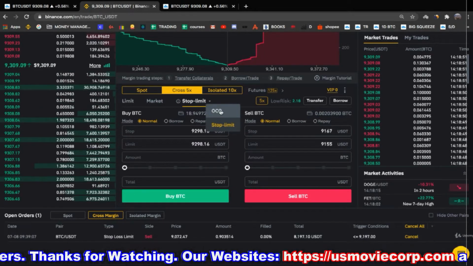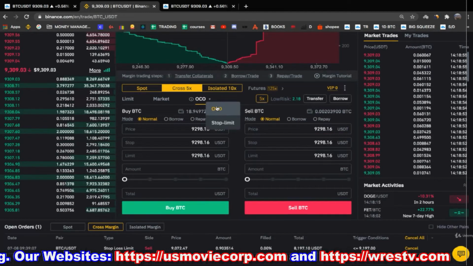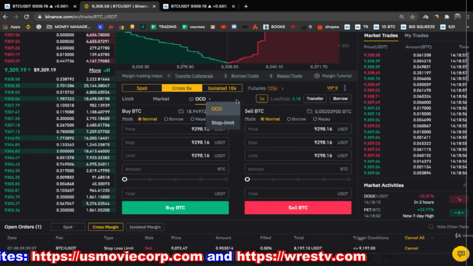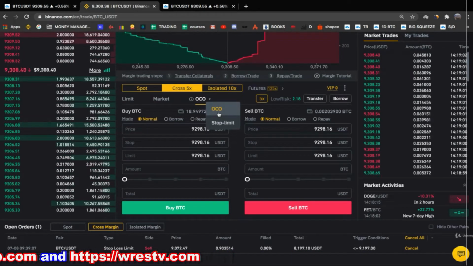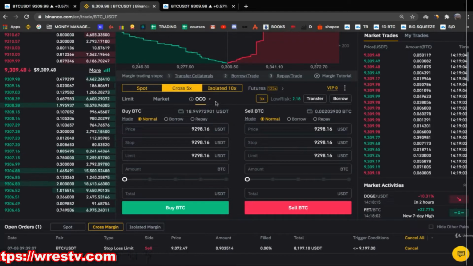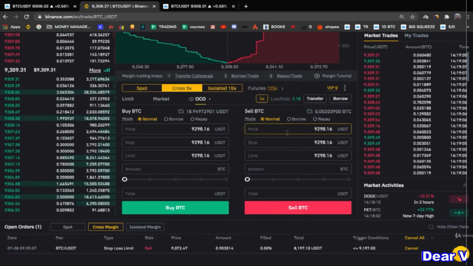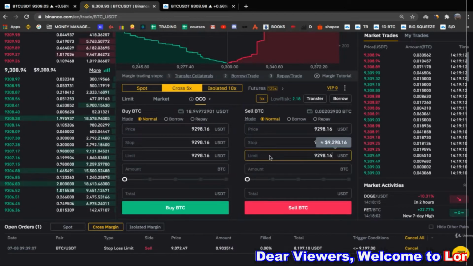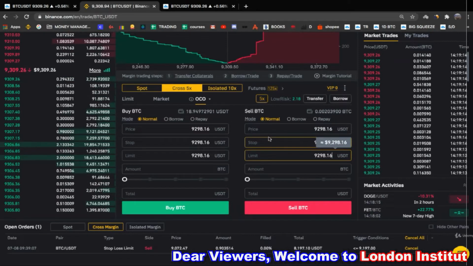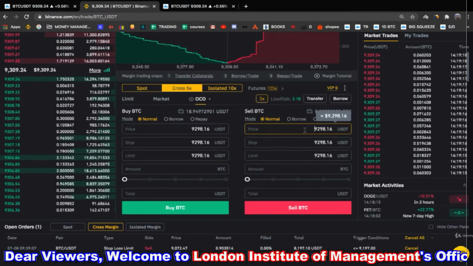The other one, OCO. What does that mean? It means one cancels the other. This is better than the stop limit. This order gives you the option to set a take profit target. Let's see now. You have three options here: the stop, the limit, which is just like what I showed you before. This is your stop loss, and you have one more option, which is the take profit.